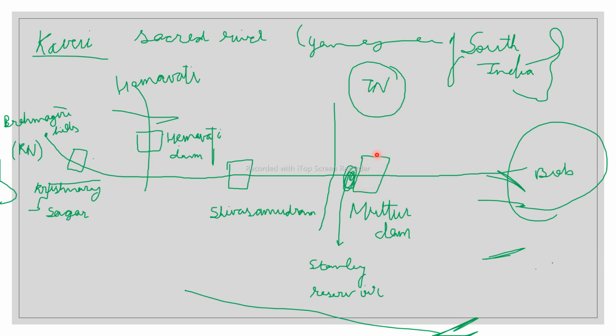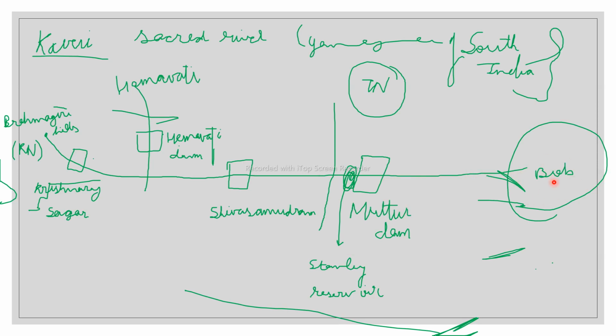In Tamil Nadu, there is an important dam called Mettur Dam, and just before the Mettur Dam, there is a reservoir called Stanley Reservoir. It is sometimes asked, so you should know. Then the course of the river is like this. From Tamil Nadu, it is basically going to end up in the Bay of Bengal.